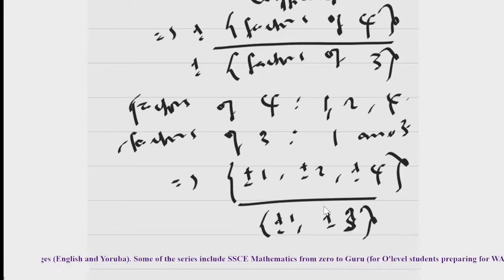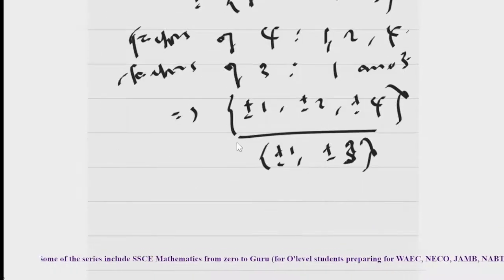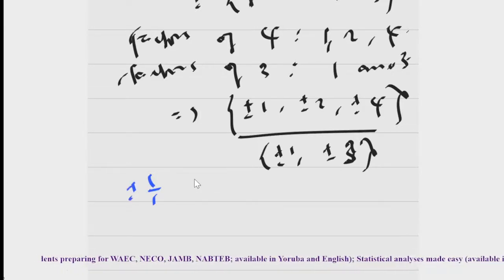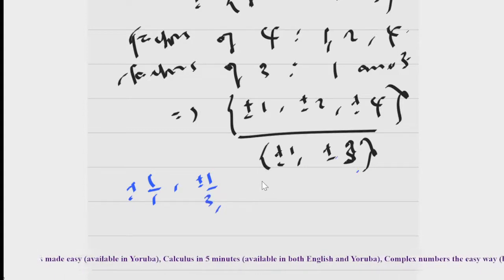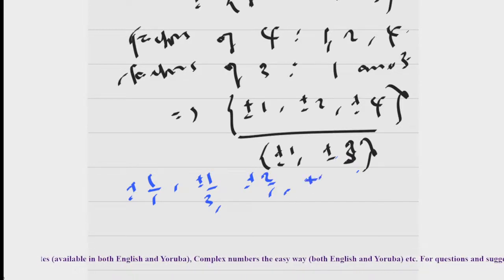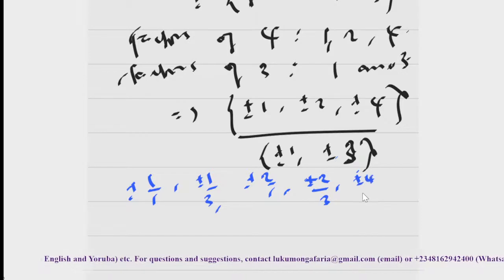You understand now? Then you are going to take them one by one. So for example, the possible rational roots can be what? I can have 1 divided by 1. Then I can also have plus or minus 1 divided by 3, because we want to know the possible numbers. Then I can still have plus or minus 2 divided by 1, plus or minus 2 divided by 3, plus or minus 4 divided by 1, then plus or minus 4 divided by 3.